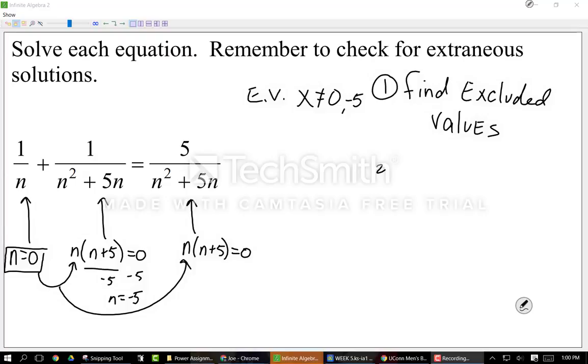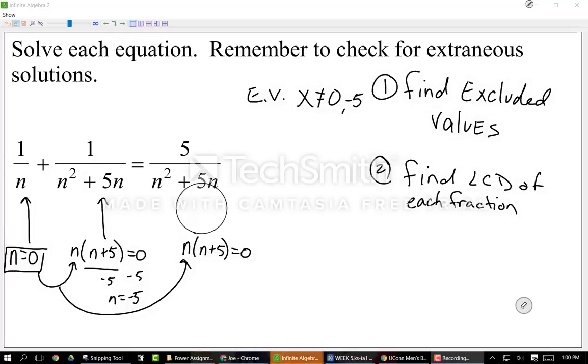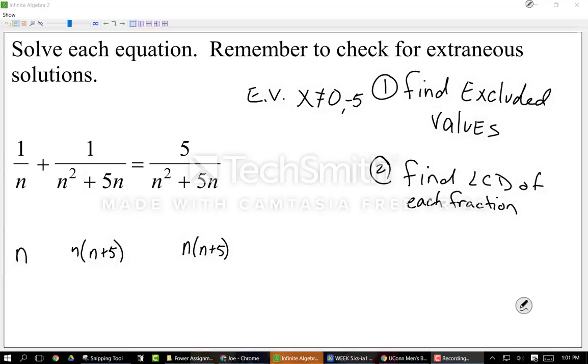So step 2 was to then find the LCD of each fraction. How do I do that? All I did was take away my equal signs and zeros and all that stuff that I had there. But again, from previous lessons, every time you have a binomial in the denominator, factor first. So I factored n squared plus 5n to get n times n plus 5. And the same thing here. Again, this n cannot be factored anymore.